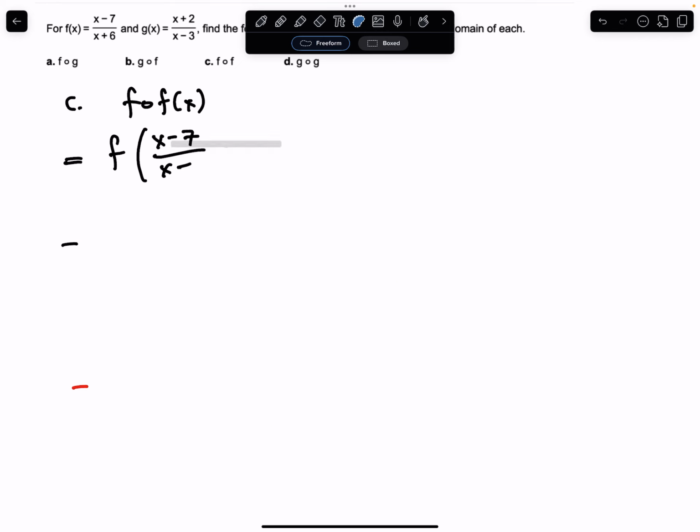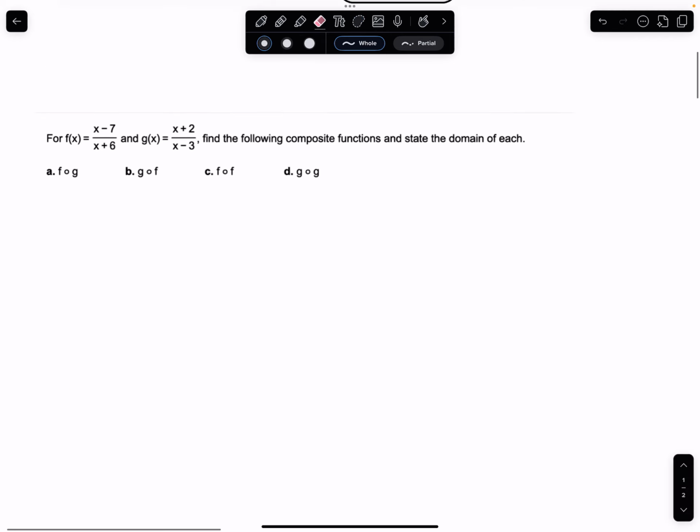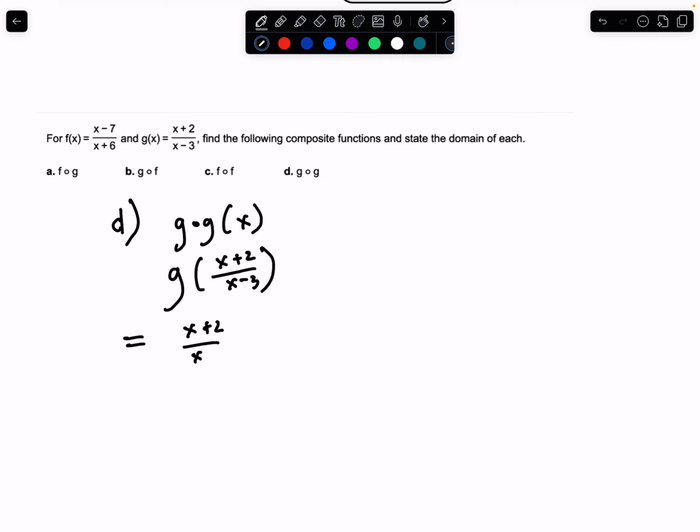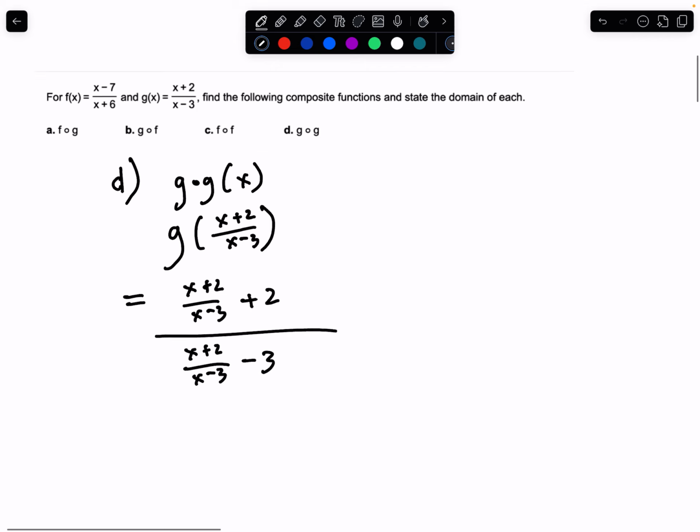Alright. Almost there, guys. One more. Last one. G of G. And this is really G of X that I'm after, yeah? So I want G of X, which is X plus 2 over X minus 3. And apply G to that, which takes X plus 2 over X minus 3 plus 2. And on the bottom, it's X plus 2 over X minus 3 minus 3.